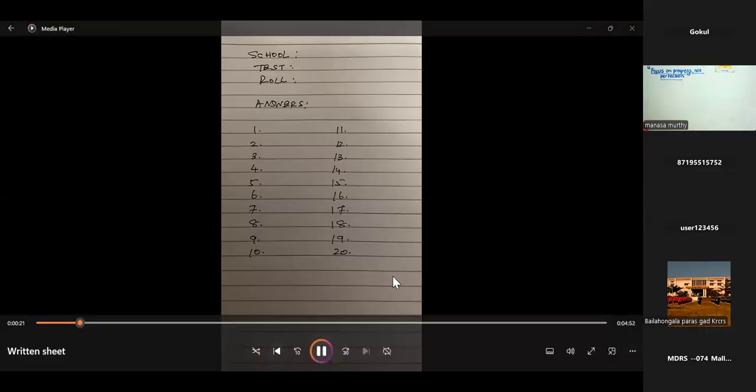You should use only the ruled notebook. Do not use an unruled notebook. This is the first thing. Ruled notebook only must be used.